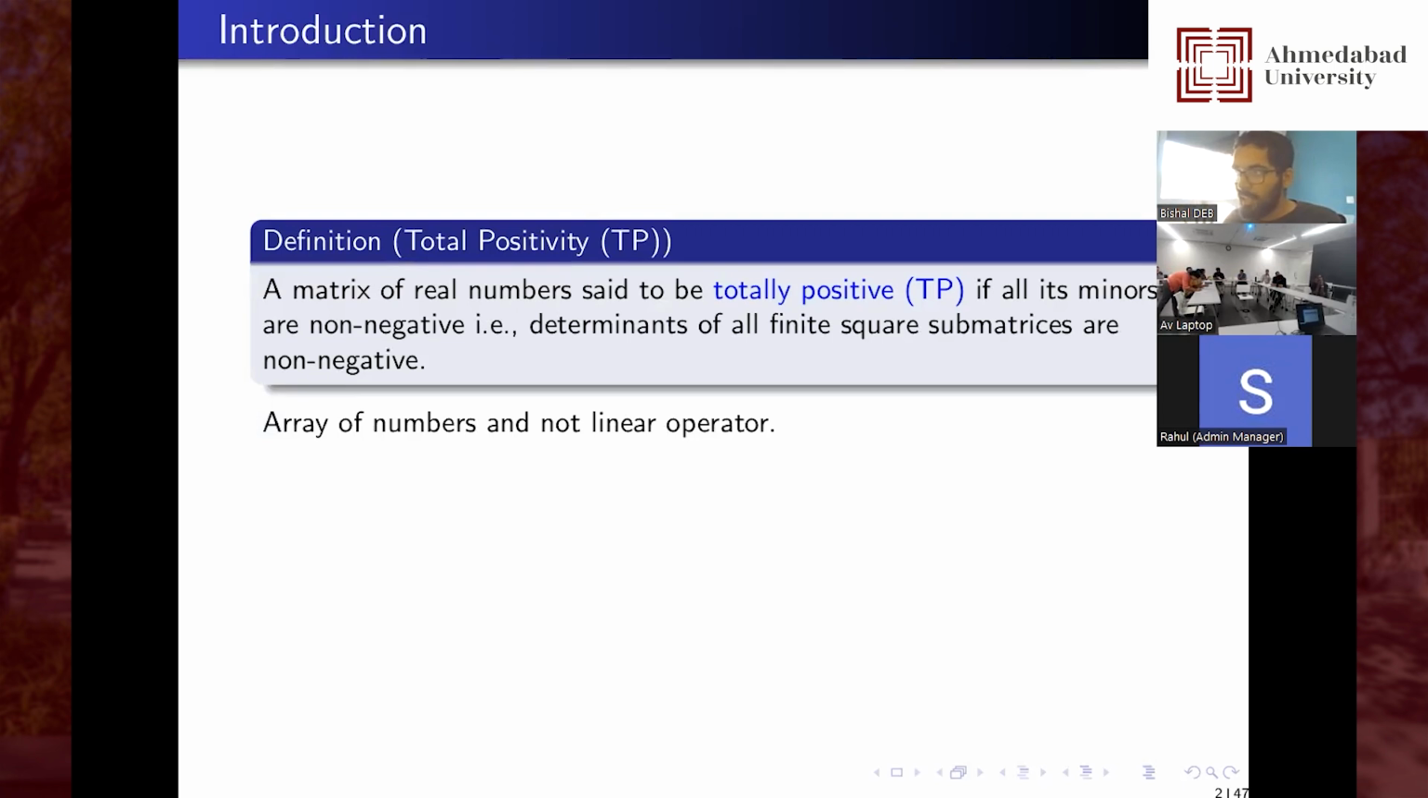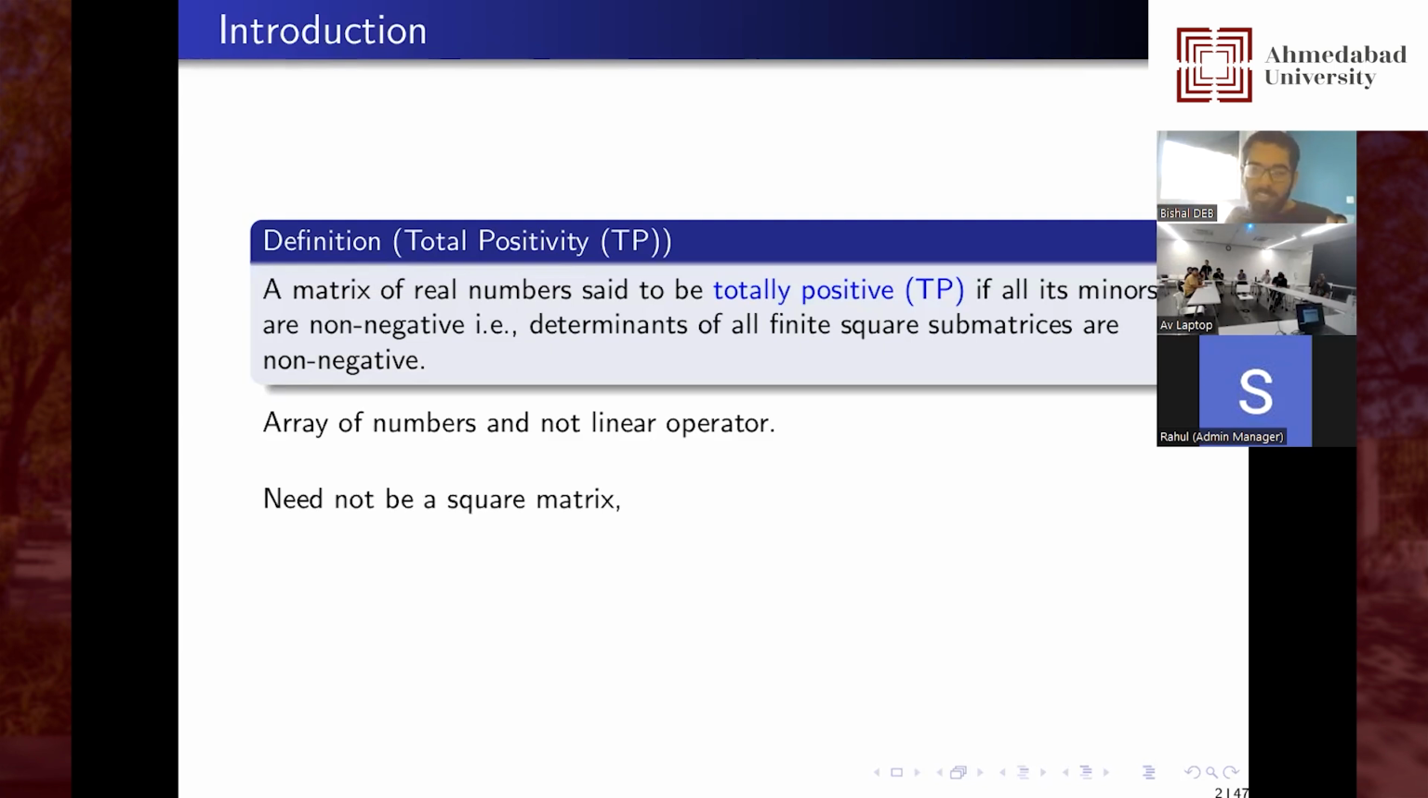Here we think of a matrix as an array of numbers and not as a linear operator. This is a highly basis dependent property. It's not basis independent, unlike something like positive semi-definiteness. If you change the basis and obtain a different matrix, it may no longer be totally positive. So you should really be thinking of this matrix as an array of numbers.